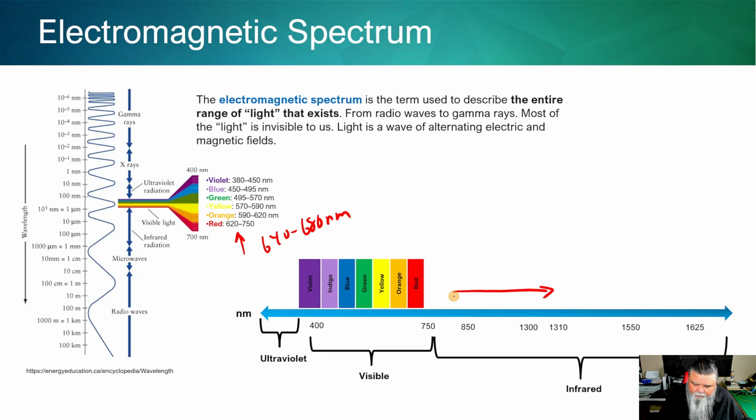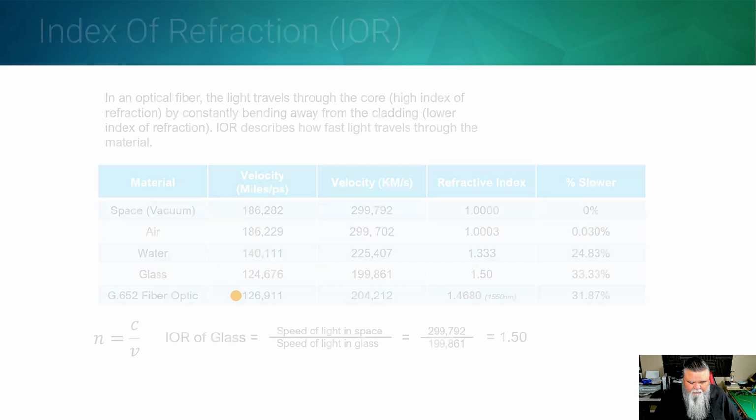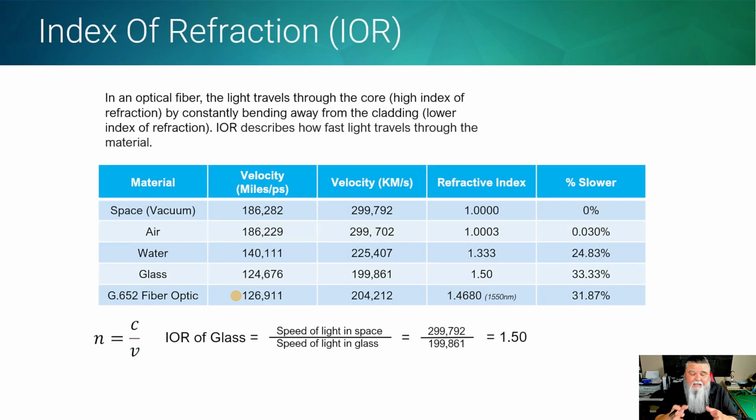So if you notice, to the right of red is infrared, and to the left of violet is ultraviolet. We're typically dealing with infrared wavelengths there, so your 1310s, your 1550s, those types of things. And as that signal travels down the fiber, we need to know the speed. So we measure the speed. We call it the index of refraction, or IOR.